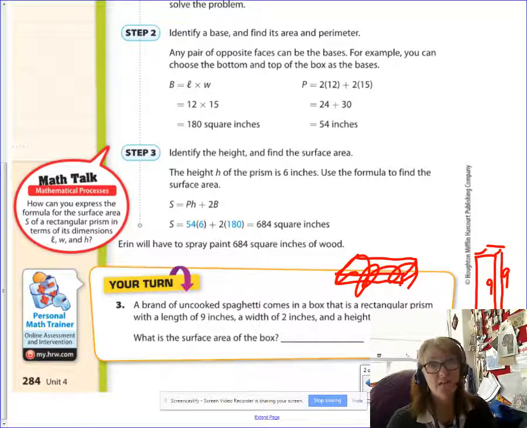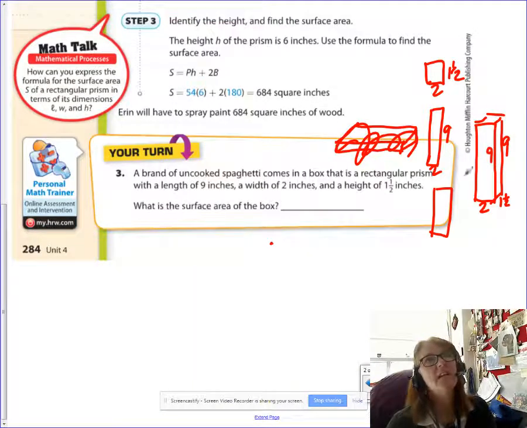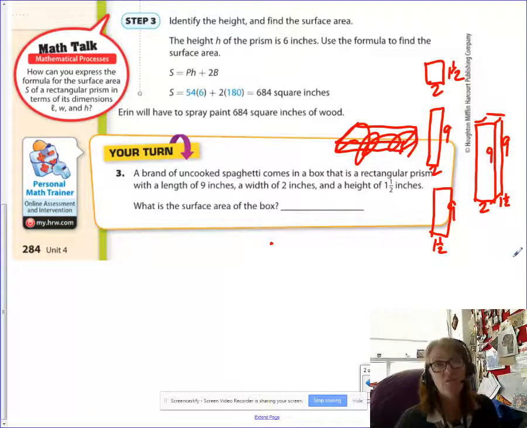You basically have 6 rectangles. I have a top and a bottom, and the top and the bottom each measure 2 by 1.5. You've got 2 of those. The front and the back are these tall ones that are 9 by 2. You have 2 of those. And then the side panels are also 9 tall and 1.5 inches that way. You have 2 of those.